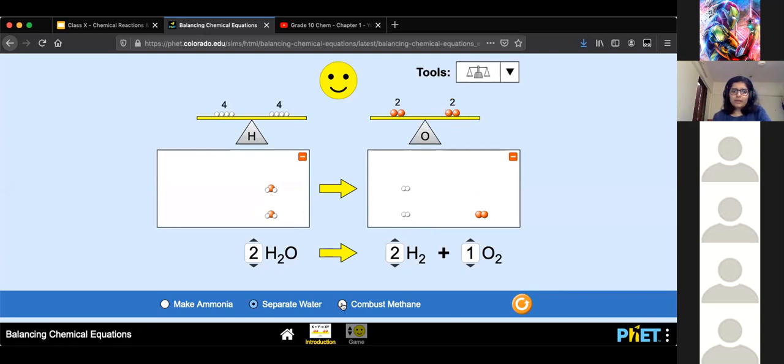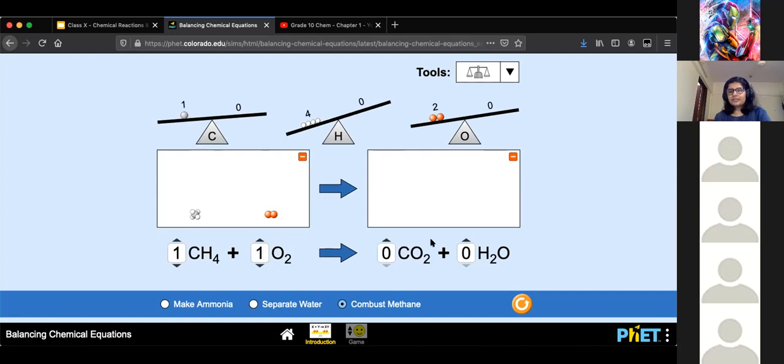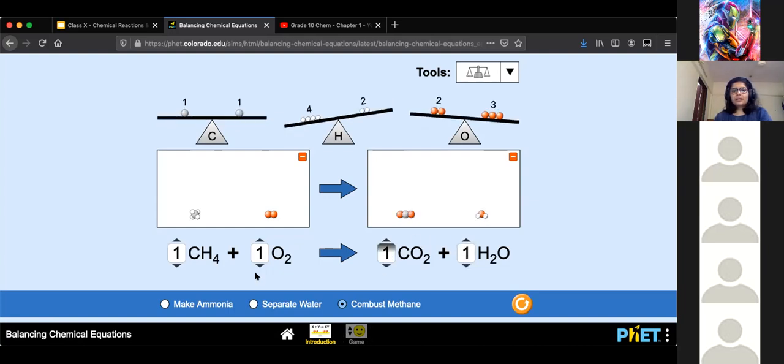Cool. One more. Third reaction. CH4 plus O2. This is combustion of methane. If you're burning methane gas, this is what you get: carbon dioxide and water. To start with, in the basic skeletal equation you have one molecule of each. Now, balance. I'll give you guys a technique for balancing as the reaction gets a little more complicated.